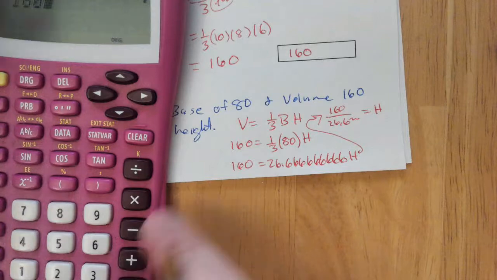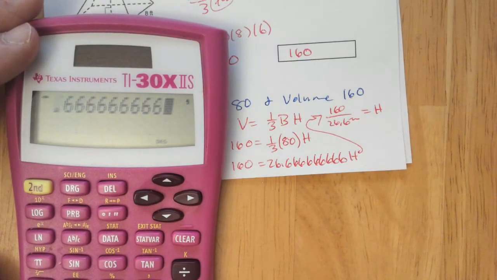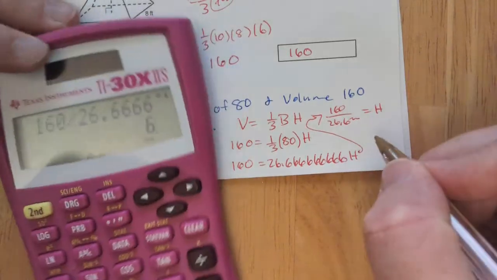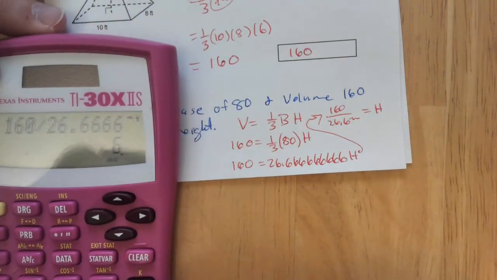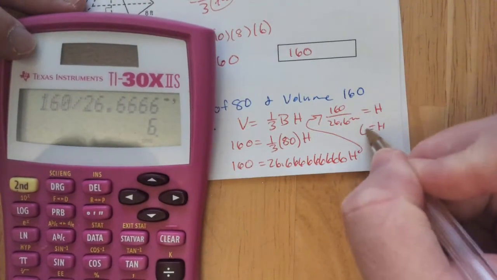So 160 divided by 26.666666666, and you got the answer was 6. H equals 6, and that's the final answer.